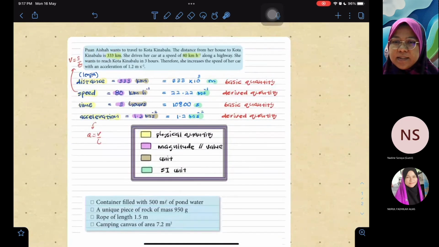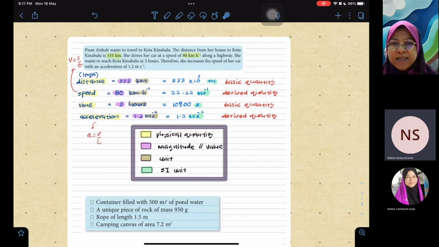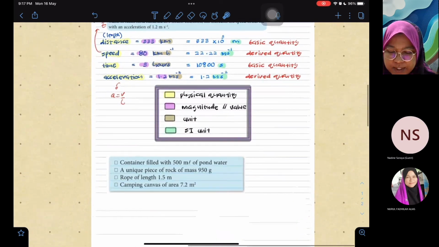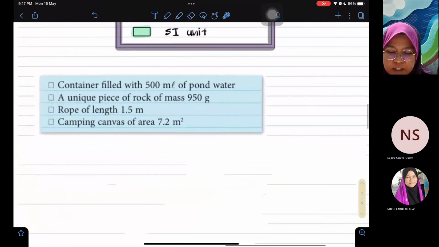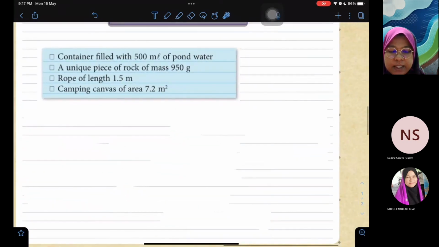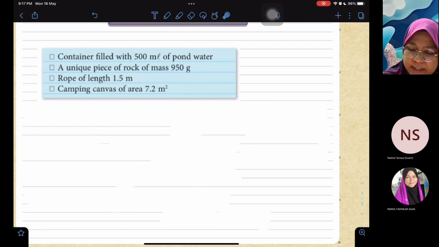Terlalu banyak dah ke? Nak buat soalan? Dah buat soalan. Okay, ni contoh soalan lah ni ya. Okay, gini pula. Kalau kita kat sini ya, contoh. I have 4 objects here. So this is actually in your textbook ya. Container filled with 500 milliliters of pond water. Jadi ini quantity apa ni? What quantity is mentioned here?